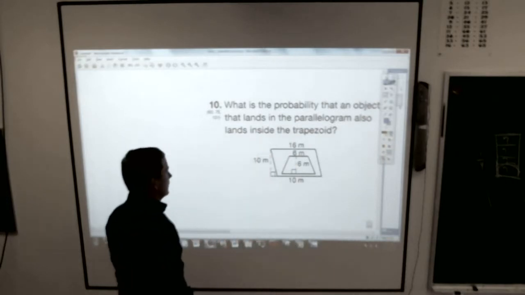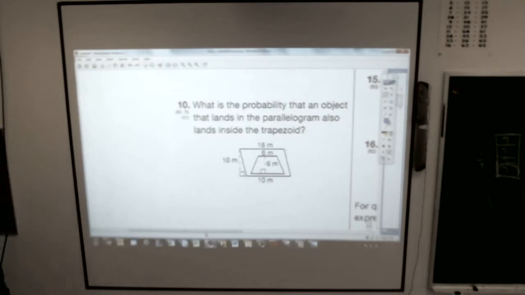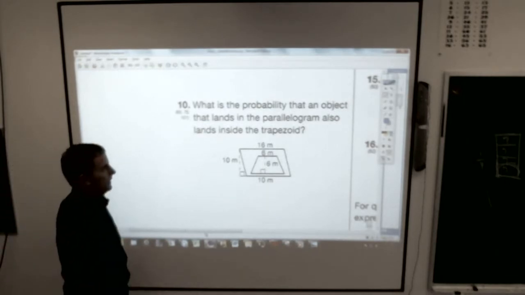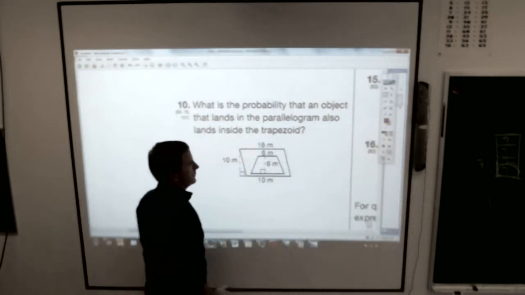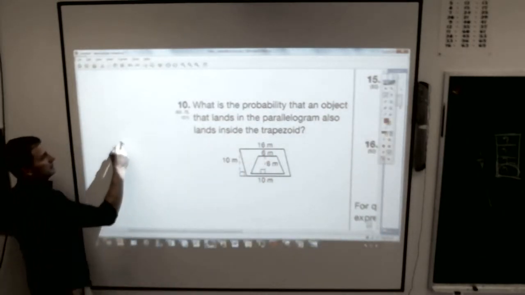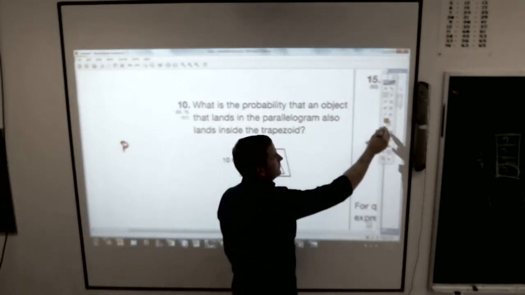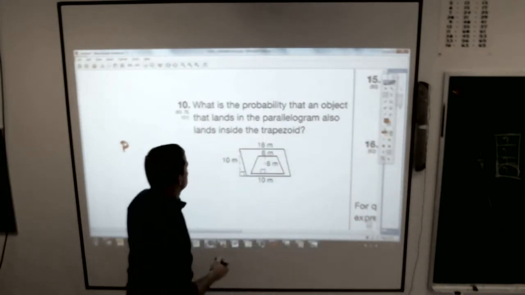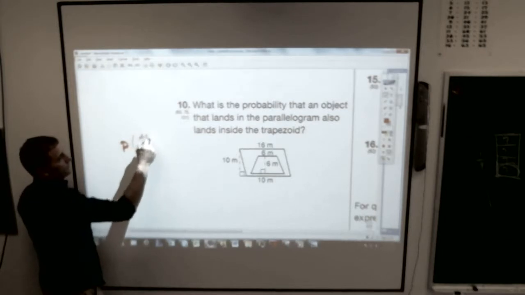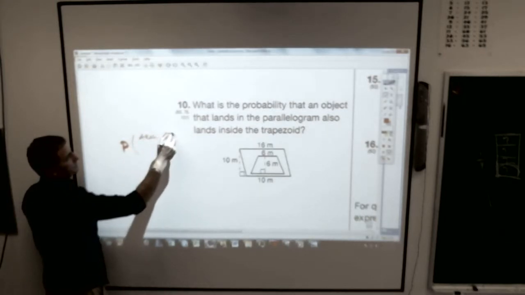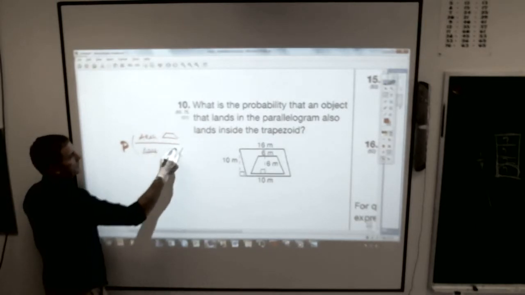Number 10. The question is, what is the probability that an object that lands in the parallelogram also lands inside the trapezoid? That's a pretty simple little concept because probability is a fraction. What is the fraction going to be? It's going to be the probability of the area of the trapezoid over the area of the parallelogram.